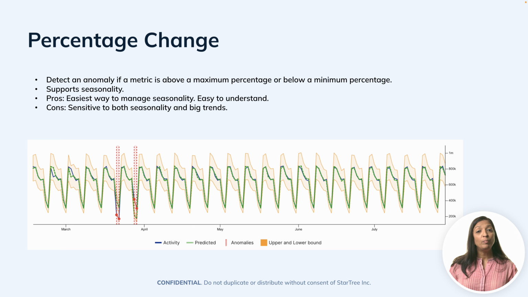The percentage change algorithm is very similar to threshold, the difference being that it monitors if your metric is a certain percentage above or a certain percentage below your baseline. This is one of the easiest ways to manage seasonality, and it is easy to understand. However, it can get confused between seasonality and big trends.